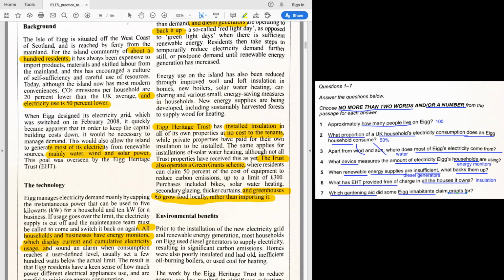Okay, here we go. To grow food locally. That looks ugly, but let's leave it like that. We're going to highlight it one more time: rather than importing it. Which gardening aid did some inhabitants claim grants for? Gardening aid again, it is greenhouses. Perfect.